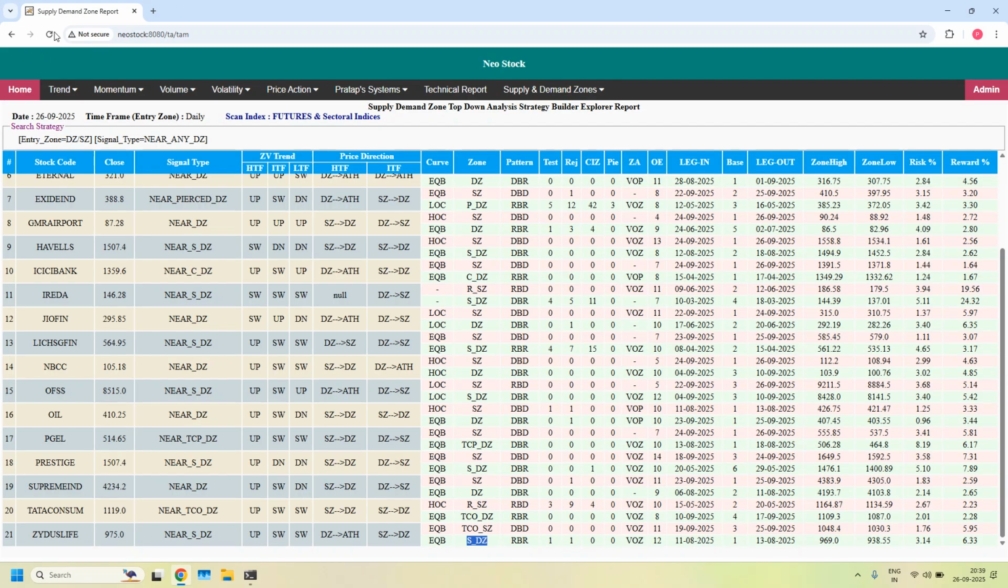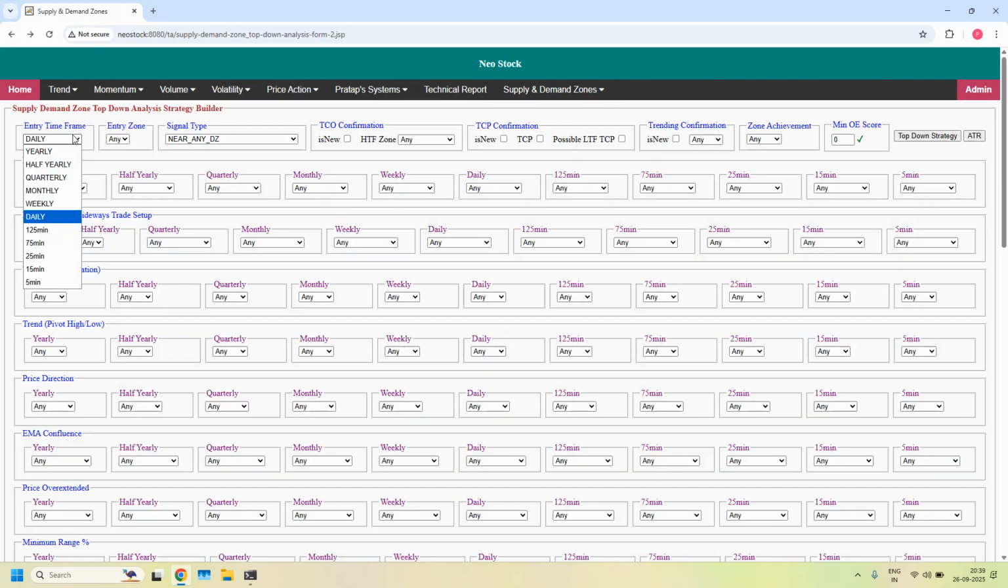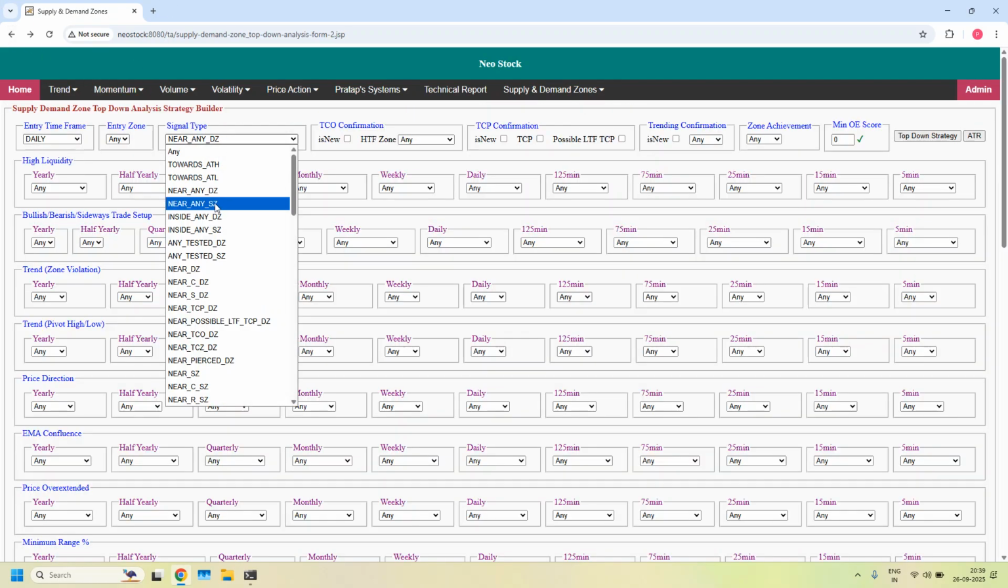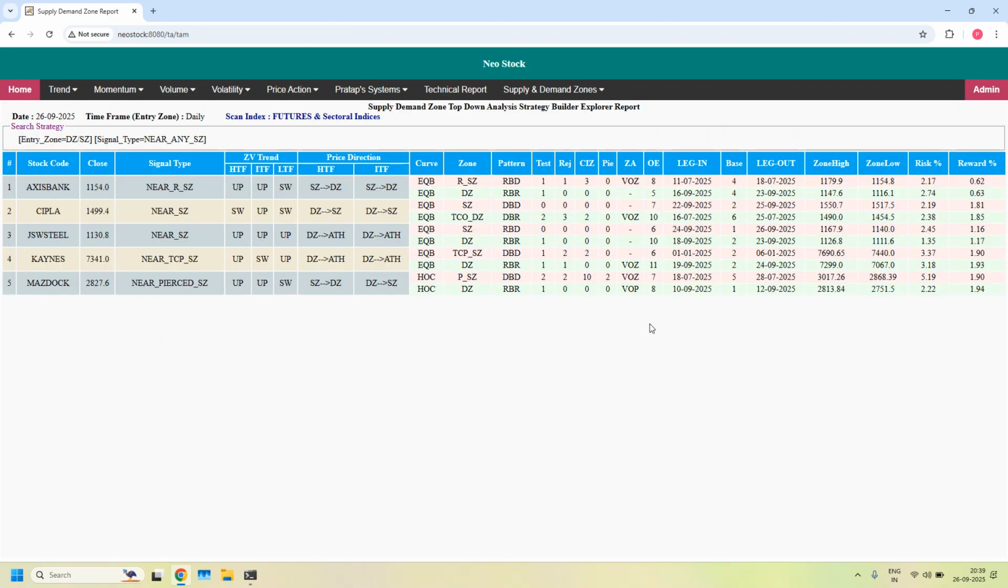Okay, next, for daily time frame, stocks near to the daily supply zone, we got 5 stocks. Let us identify daily high liquidity supply zones. So first one is Axis Bank is having a daily high liquidity supply zone, and Keynes is having a daily high liquidity supply zone. So total we identified 2 daily high liquidity supply zones from this list.